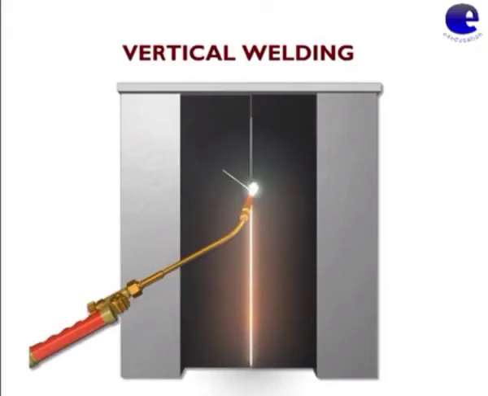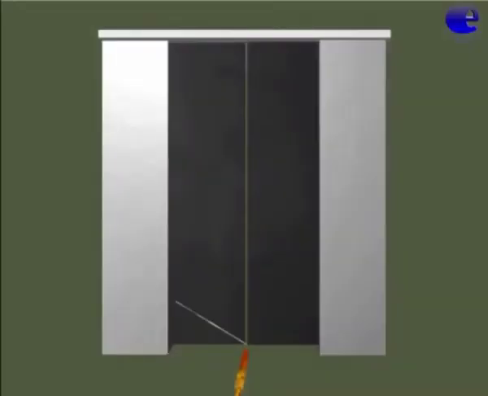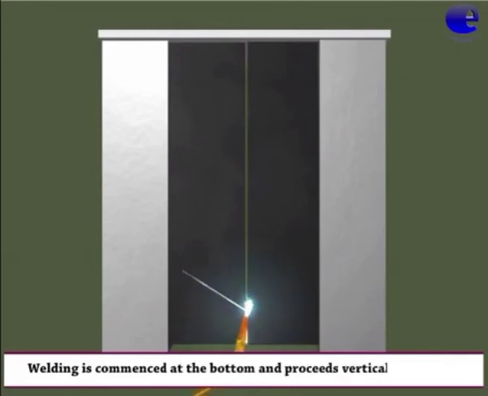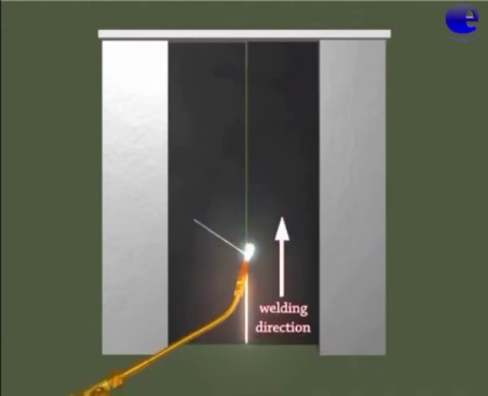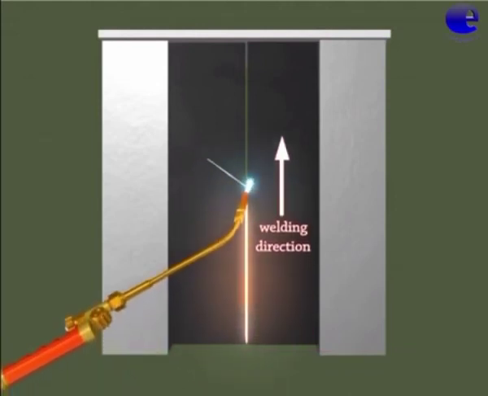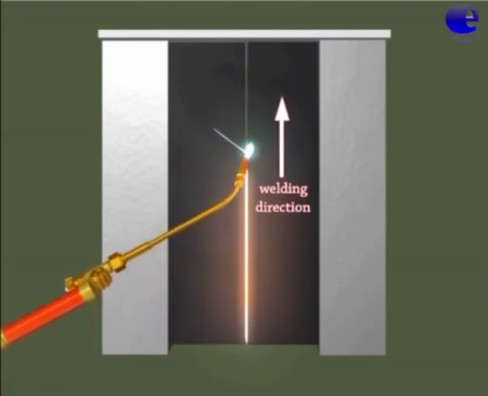Vertical welding. This welding consists of filler rod, welding torch. Welding is commenced at the bottom and proceeds vertically upwards. The operator starts at the bottom of the weld joint and proceeds upwards along the seam. In this method, the filler rod moves ahead followed by the blowpipe.